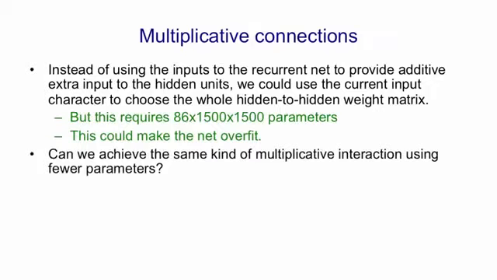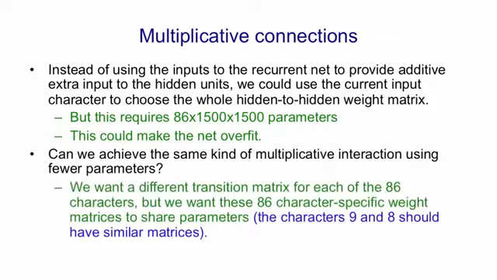So the question is, can we achieve this kind of multiplicative interaction where the character determines the hidden to hidden weight matrix using many fewer parameters by making use of the fact that characters have things in common? For example, all of the digits are quite similar to each other in the way in which they make the hidden state evolve. So we want to have a different transition matrix for each of those 86 characters, but we want those 86 character-specific weight matrices to share parameters. And that's a reasonable thing to do because we know that characters 8 and 9 should have very similar transition matrices.